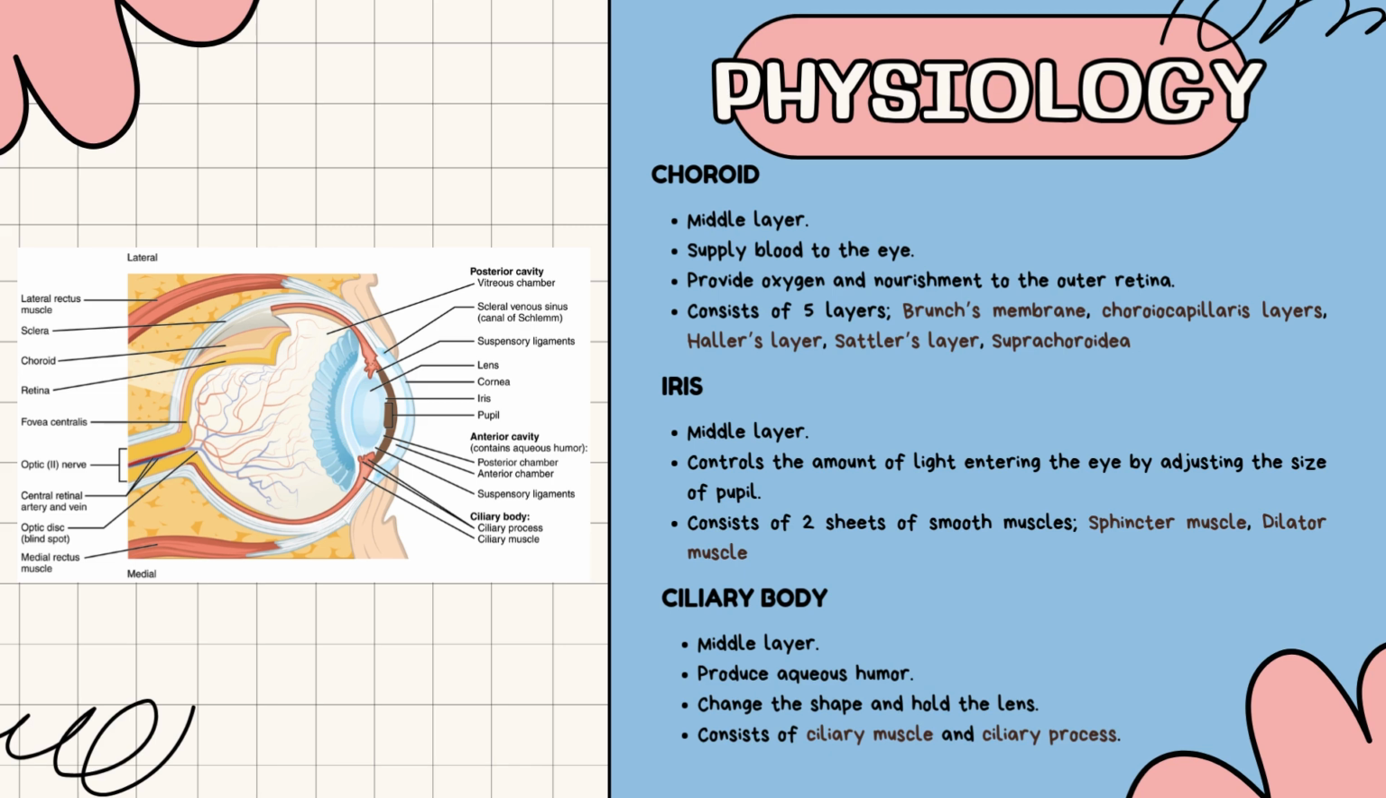As for the iris, it is the colored part of the eye. Its main function is to control the amount of light entering the eye by adjusting the size of the pupil, and it consists of 2 sheets of smooth muscles, which are the sphincter muscle, which is responsible for constriction of the pupil, and the dilator muscle, which is responsible for dilation of the pupil. And it also consists of the ciliary body for the middle layer of the eye, and its function is to produce aqueous humor and change the shape, as well as hold the lens through the ciliary muscle.